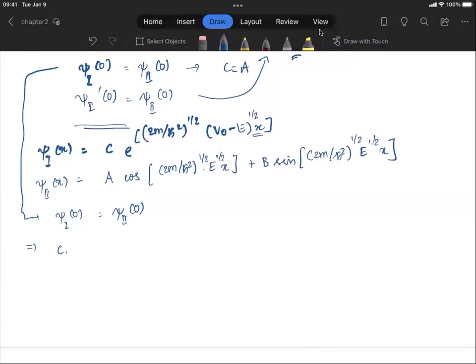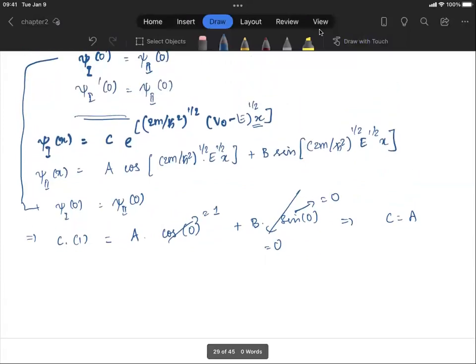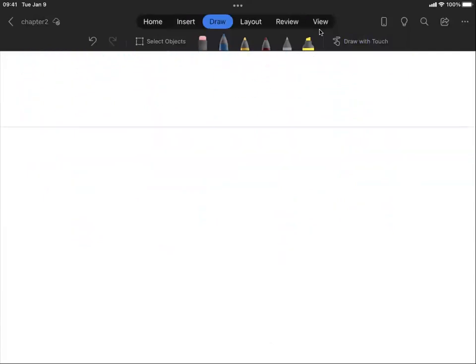So if this is 0, we essentially have e to the power 0, which is 1. So it's just going to be C times 1 is equal to A times cos of 0, which is equal to 1, plus B times sine of 0, which is equal to 0. So this whole term is equal to 0. So it is very clear that C is indeed equal to A. That's very easy to show.